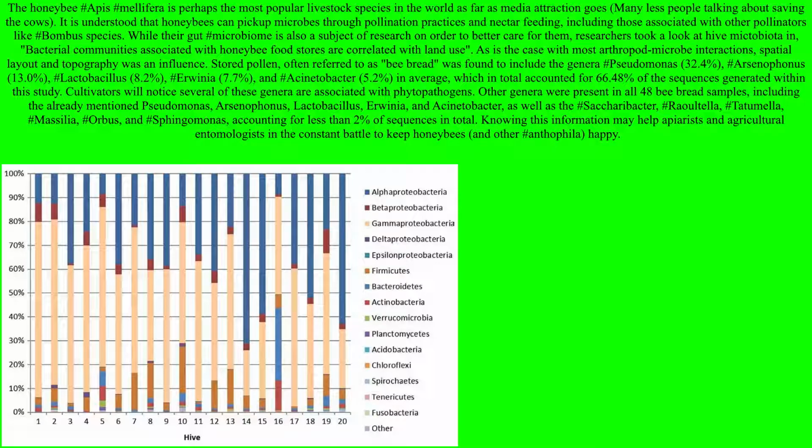Knowing this information may help apiarists and agricultural entomologists in the constant battle to keep honeybees and other anthophila bees happy. So, in this third node, in this third picture, in this third post that I've made, I am making a very direct correlation, and I'm drawing the connection between these microbes that are found on plants just in general, and their association with honeybees in this case, but also bumblebees and other organisms that feed on pollen and nectar on plants. So why is this important?